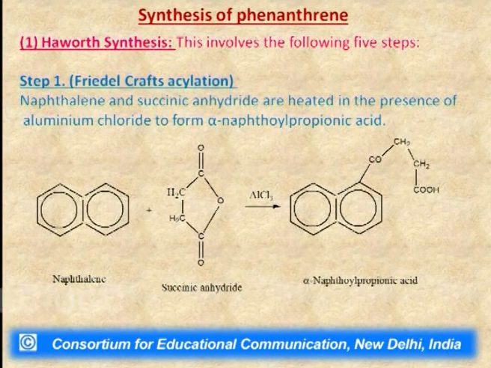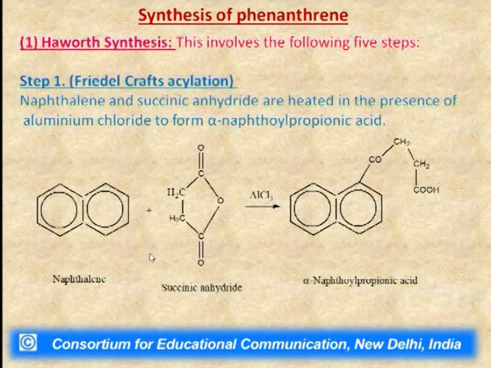Now comes the synthesis of phenanthrene. The first one is Haworth synthesis. It involves 5 steps. In the first step, naphthalene is taken as the precursor and it is reacted with succinic anhydride. It undergoes acylation, which is called Friedel-Crafts acylation.